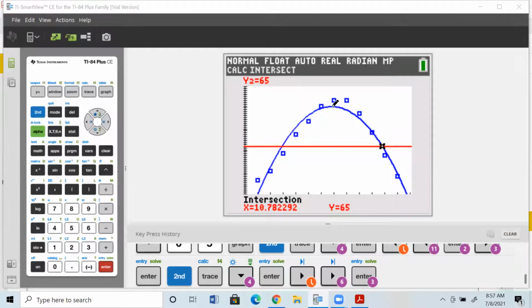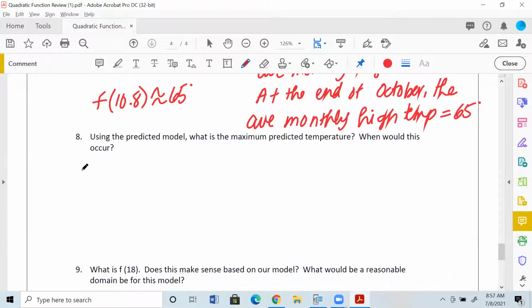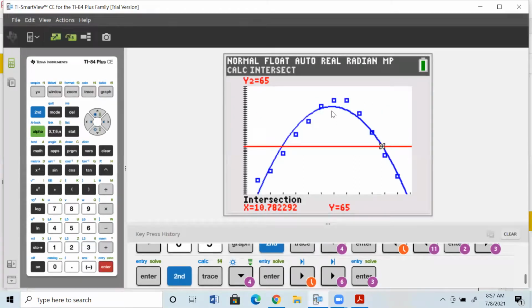You may have solved the vertex using a formula maybe in another class. So sometimes they would use this vertex formula, which is X equals negative B over 2A. And so if you remember in our problem, we had those A, B, and C coefficients. You could plug those in by hand, and this would give you the X value. But we're going to use our graphing calculator today.